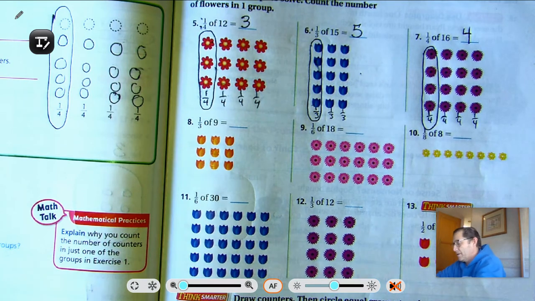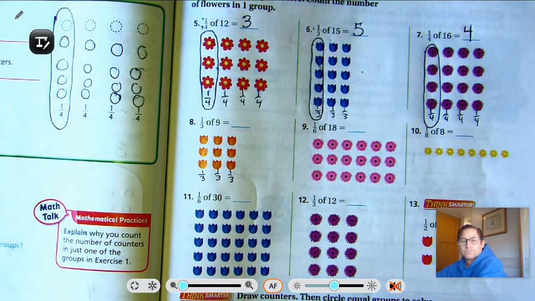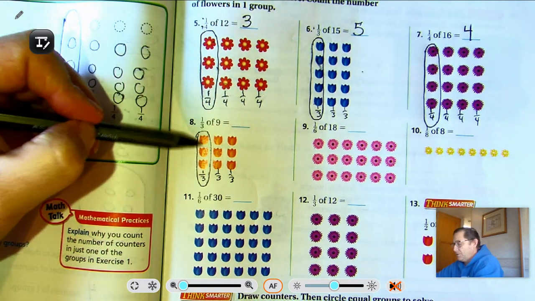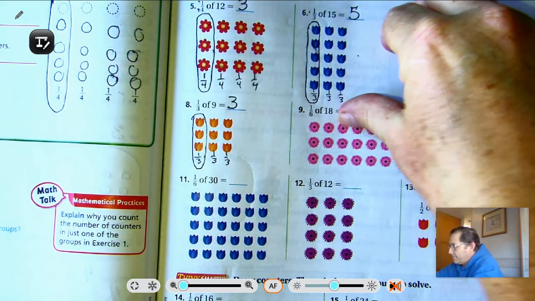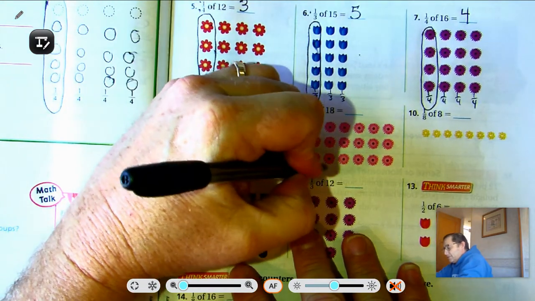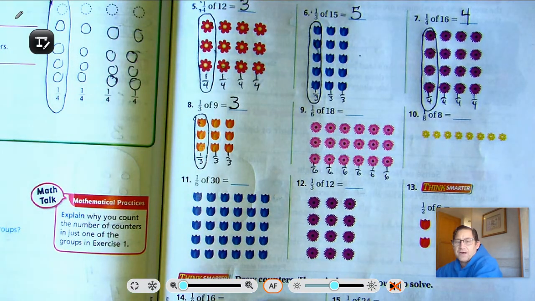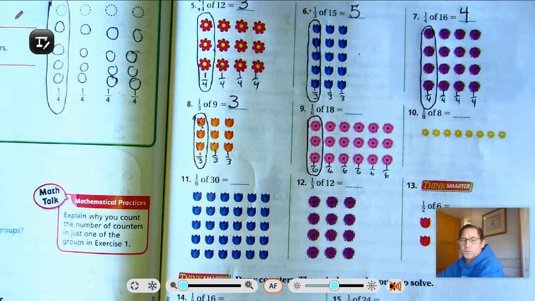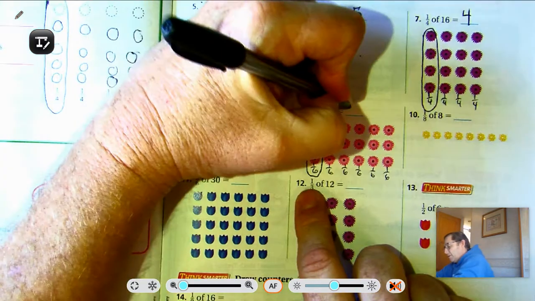A third of 9. Circle one group because it wants 1/3. So how much is 1/3 of 9? 1, 2, 3. 1/6 of 18. 1, 2, 3, 4, 5, 6. All right, so we want 1/6 of the flowers. Well, there's 6 equal groups. We just want 1/6 of the groups. So in each group, there are 3.